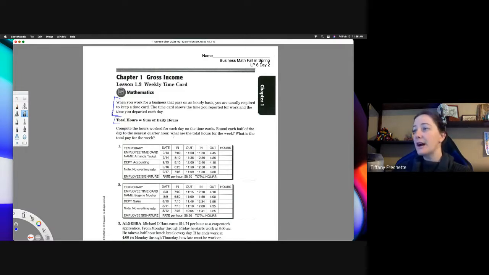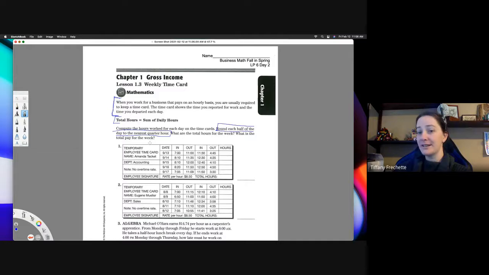So then it says, compute the hours worked for each day on the time card. Round each half of the day to the nearest quarter hour. What are the total hours for the week? What is the total pay for the week? So round each half of the day to the nearest quarter hour. I have had students miss this before because they didn't read this little 2-sentence instruction here. They just started calculating. So make sure you're reading the directions, super important, so that you know what to do, because you might get the total hours worked, but it's not rounded correctly, so you won't get the correct answer. So pay attention to that one.